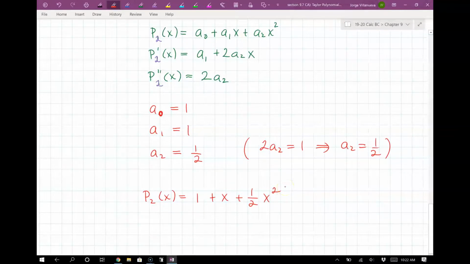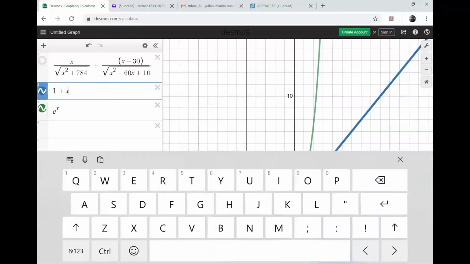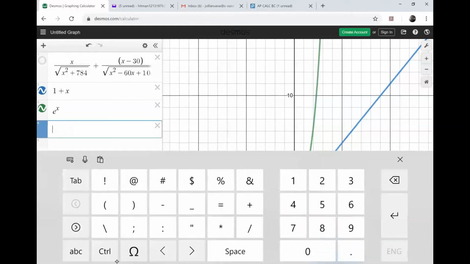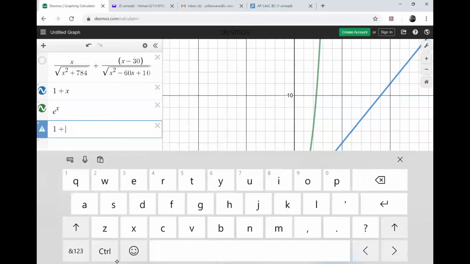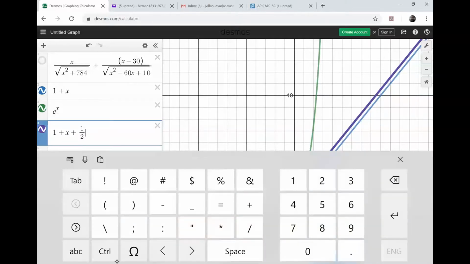And if I look at Desmos, let me put one more function here. So 1 plus x plus 0.5, that's my half. I guess I could do a half. I think it lets me. Half x squared.